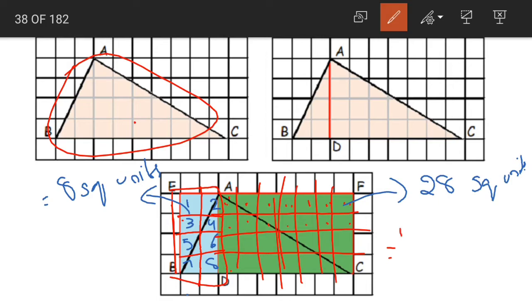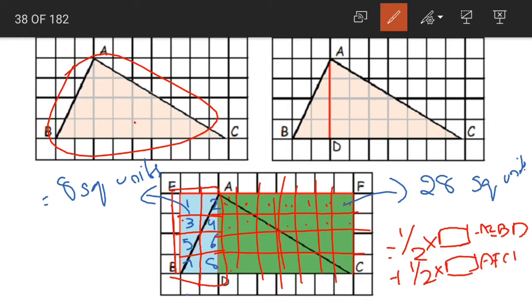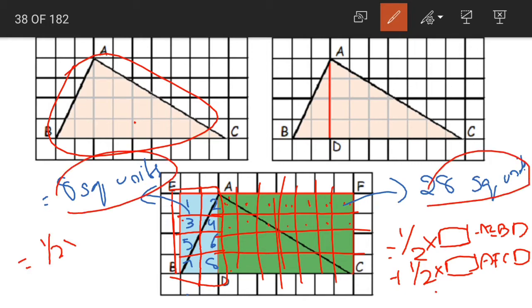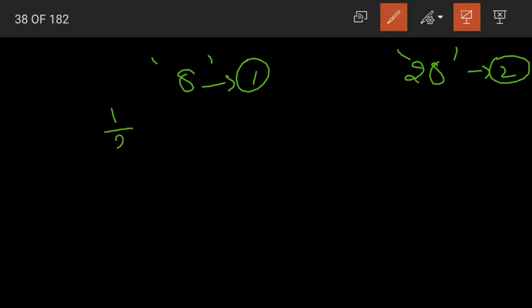Area of triangle is half into area of the first rectangle, that is AEBD, plus half into the area of second rectangle, that is AFCD. Yes or no? We have to take half of these two areas. Half into 8, half into 28. It is 8 square units and 28 square units, rectangle 1 and rectangle 2. Now what will be half?